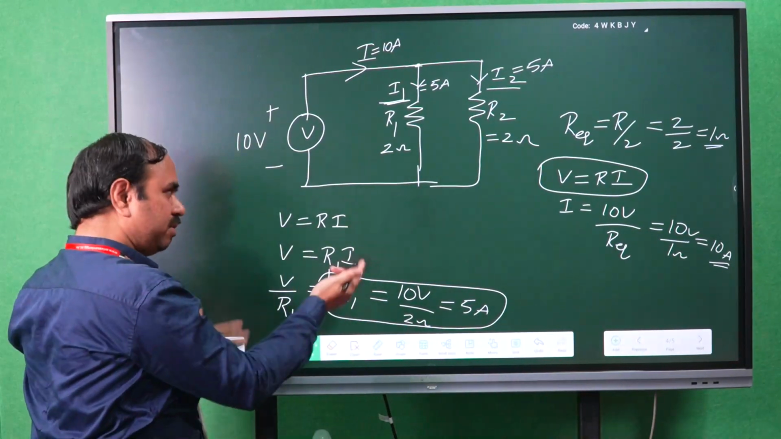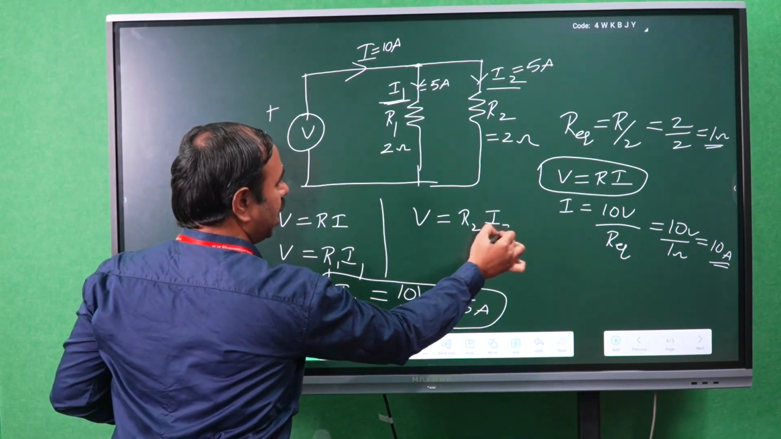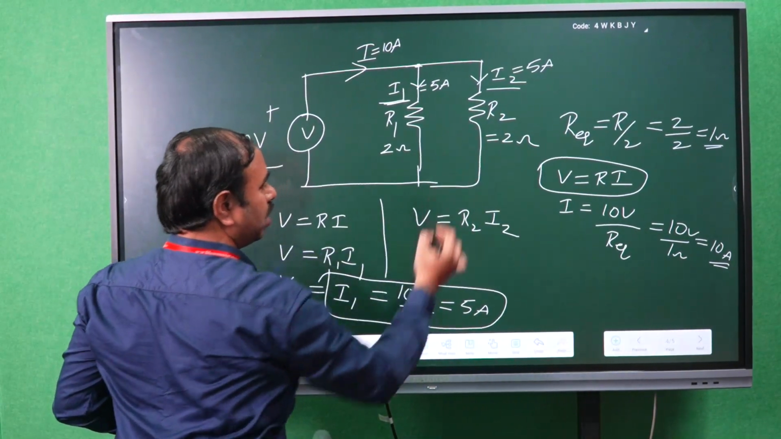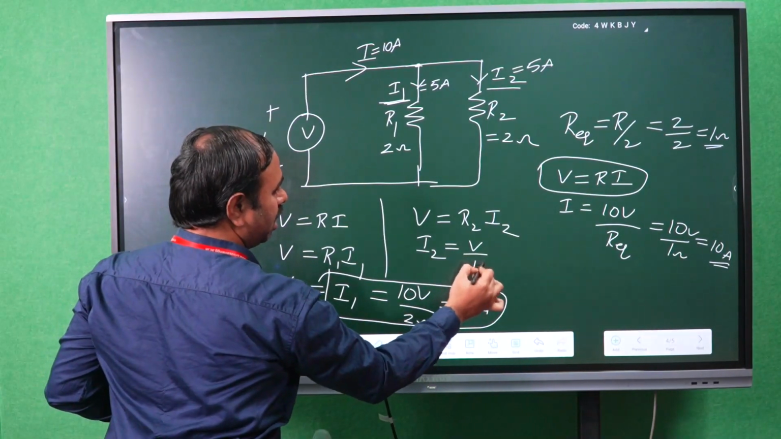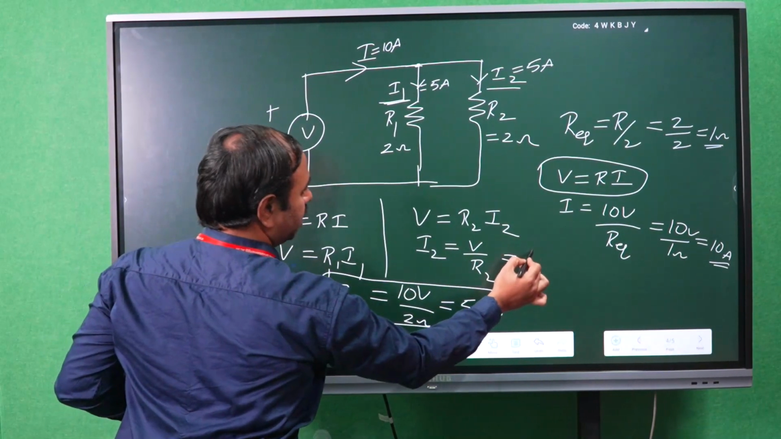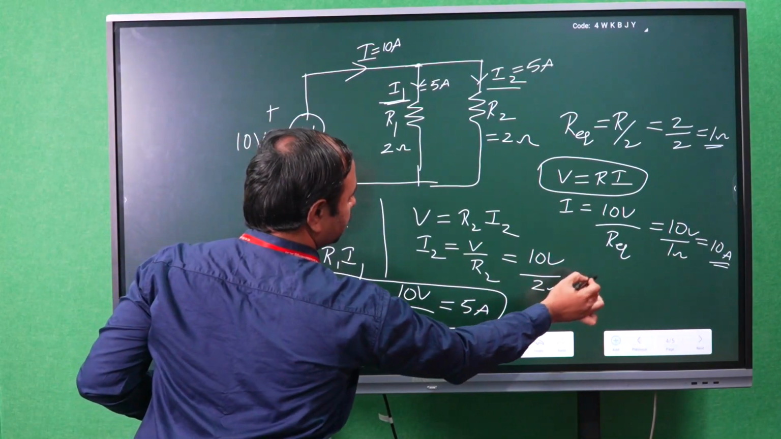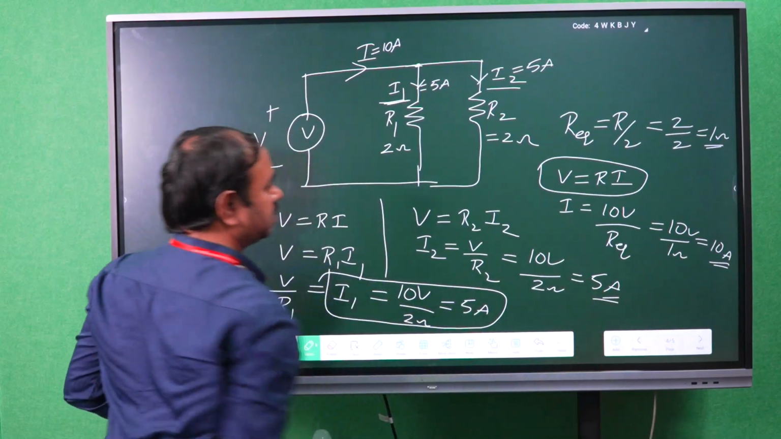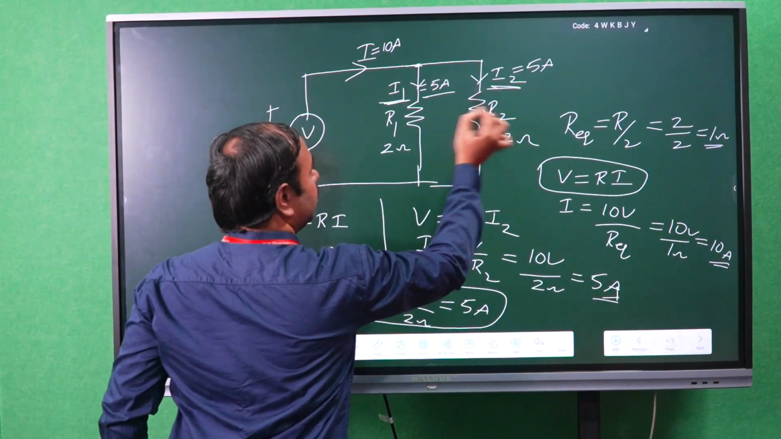Otherwise, according to the same relation, Ohm's law, you can apply the formula V is equal to I2 into R2. So from this, I2 is equal to V by R2. V is 10 volts, R2 is 2 ohms. So you will get 5 amperes. So I1 is 5 and I2 is 5.